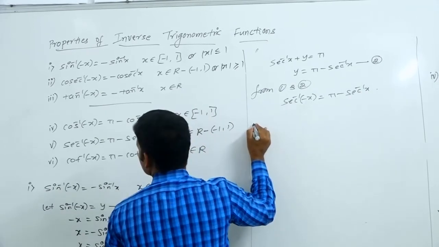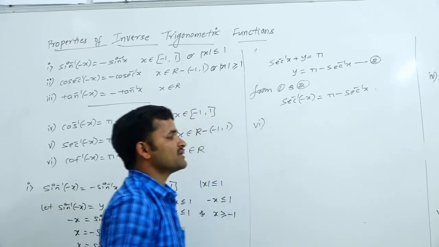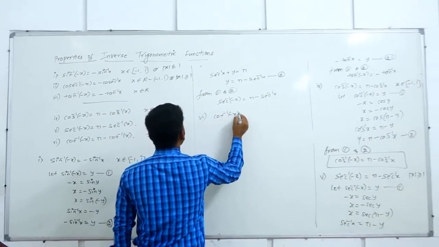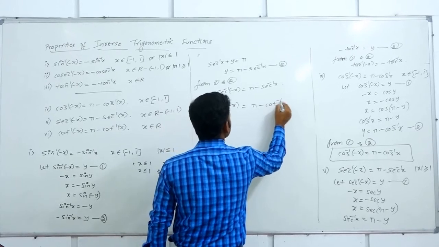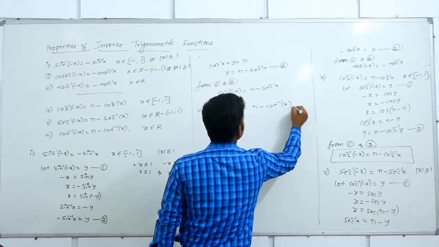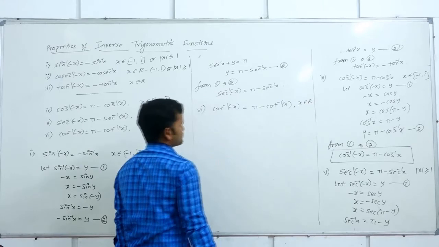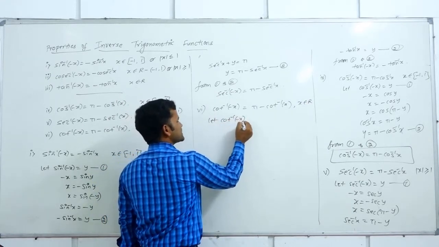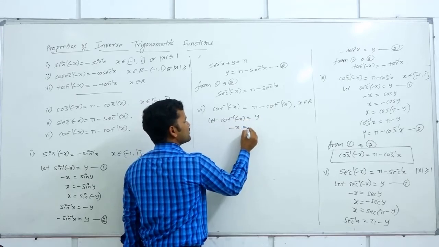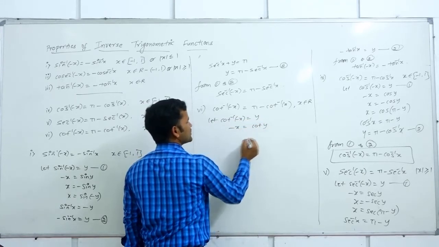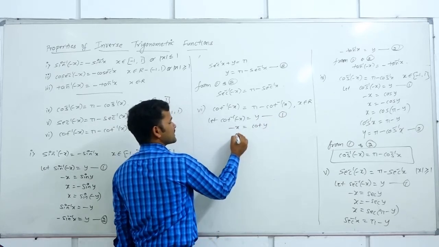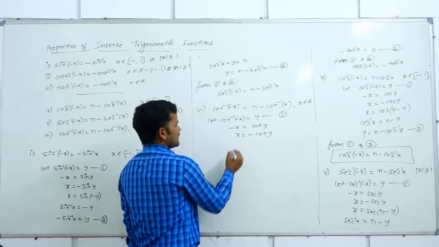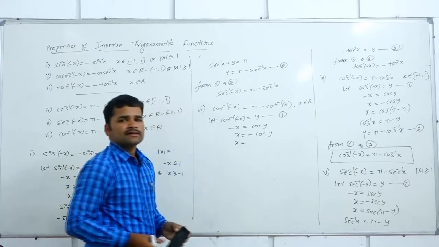Coming to the last property of inverse trigonometric functions, cot inverse of minus x is equal to pi minus cot inverse of x. This is valid for all real numbers. Let us take cot inverse of minus x is equal to y. We have minus x is equal to cot y. I am naming this as equation 1. x is equal to minus cot y we have. Then, you see, cot y is an odd function.